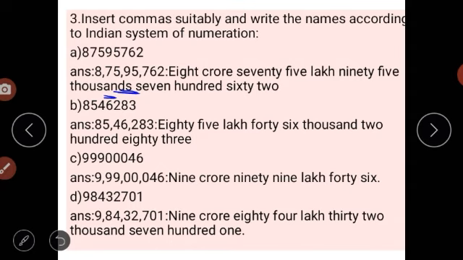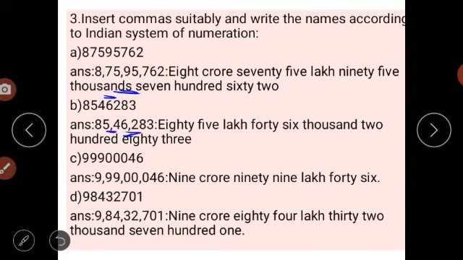So here it becomes the first comma. Why are we placing it here? To show the position of thousands. The next comma we will use here to show the position of lakhs. So here, what does it become?